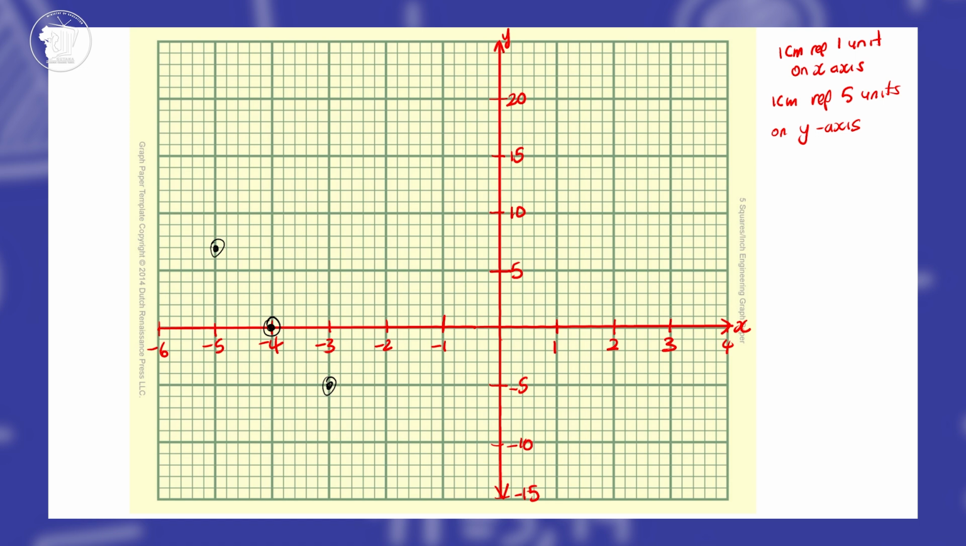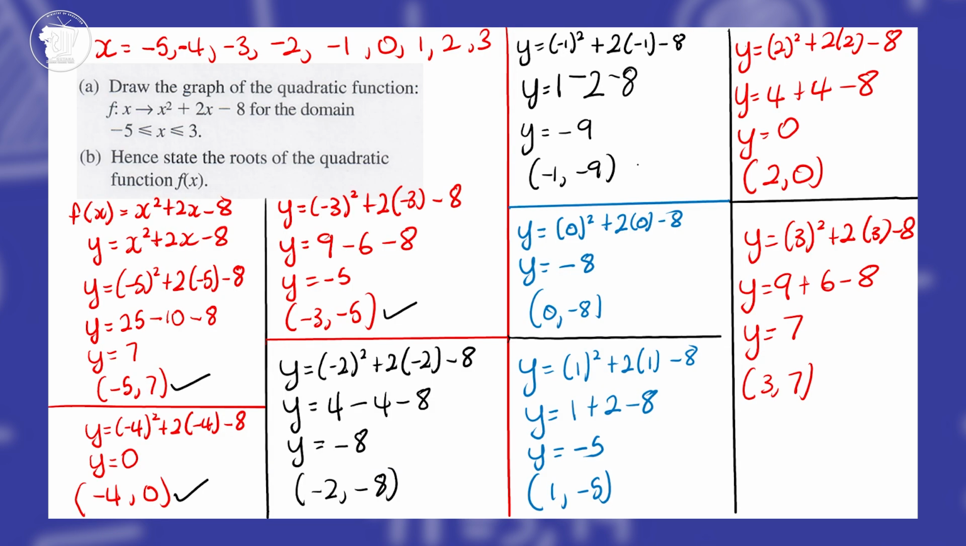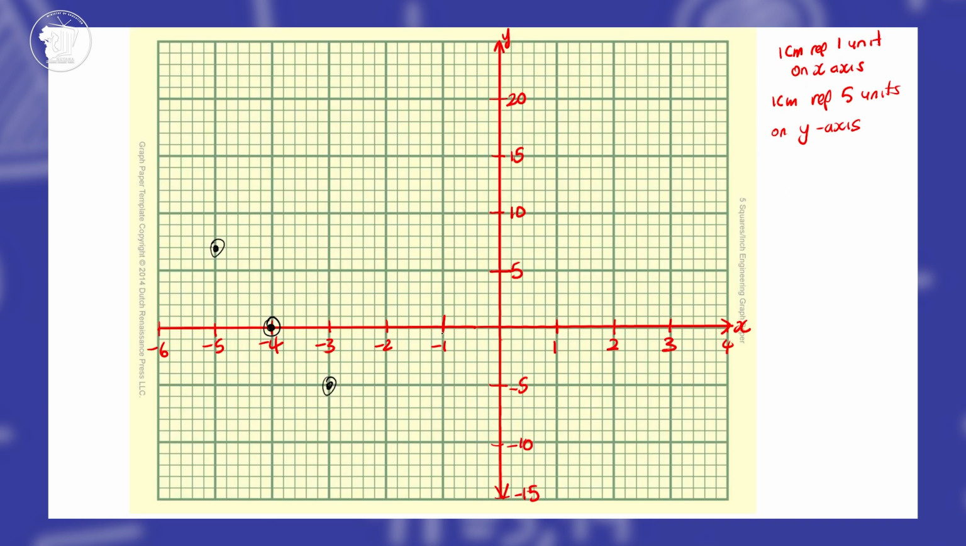And then the next point would be negative 1, negative 9. So we go across -1 and we go down -9. So if here's 10, -9 will be 1 above that, which will be right here.